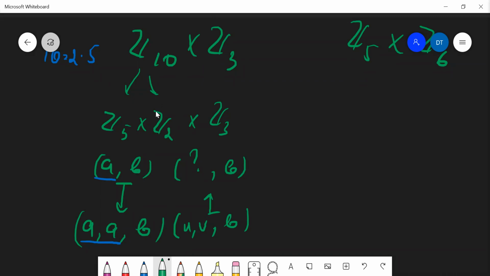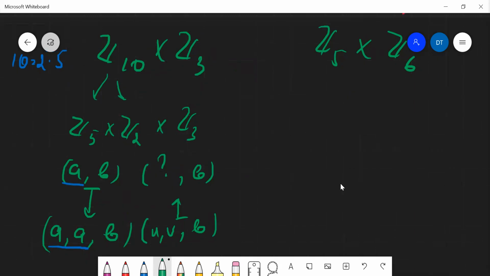When you go from up to bottom, you apply this. When you go from bottom to up, you apply the map, which here coincides with the reverse map from the Chinese remainder theorem. On the right-hand side, you do the same thing. So this Z6 is represented as Z2 times Z3. And also we have this Z5 here. So these two groups are also isomorphic.